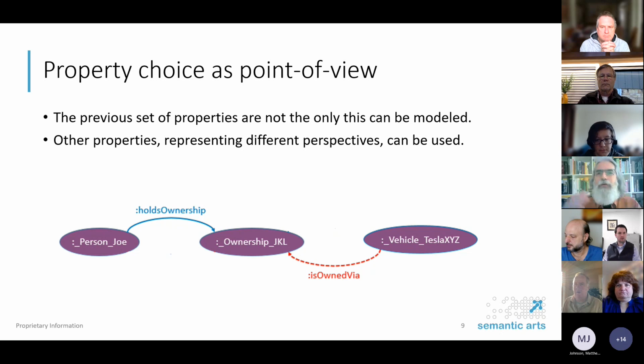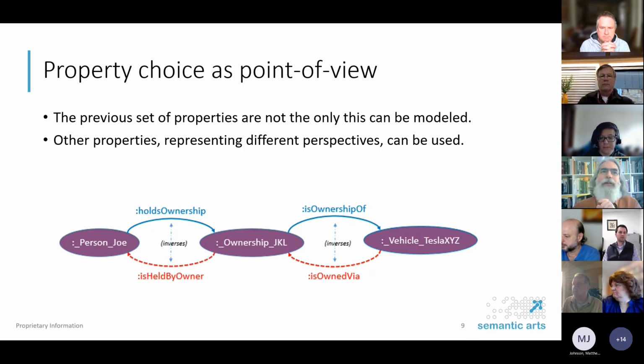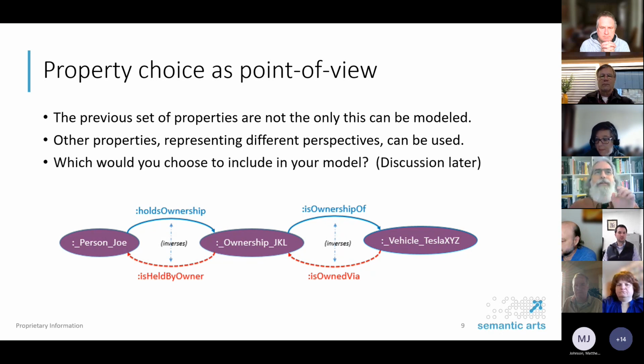But it's not the only way you can model that, as you saw from the original pattern. So other properties representing different perspectives can be used. So we can say the ownership is the ownership of the vehicle, or the ownership is held by Joe. So just think to yourself, which of these patterns would you prefer to use? Which kind of is the easiest? But hold that thought, because we're going to circle back to it later in the presentation.